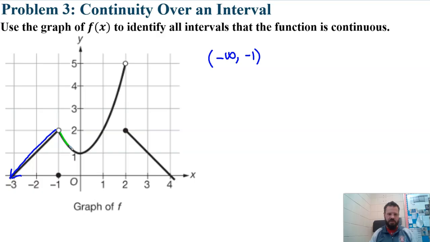We have an additional continuous interval in the middle here, from negative 1 to 2. And then there's a third part from 2 on down to, since the graph keeps going, we'll assume that goes to infinity. So we could say and from 2 to infinity.